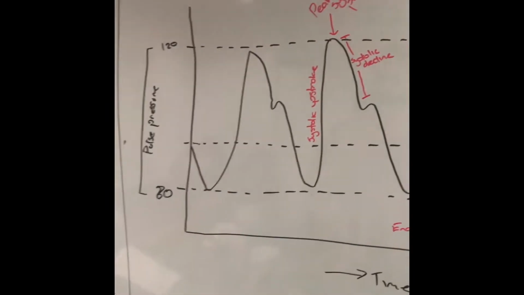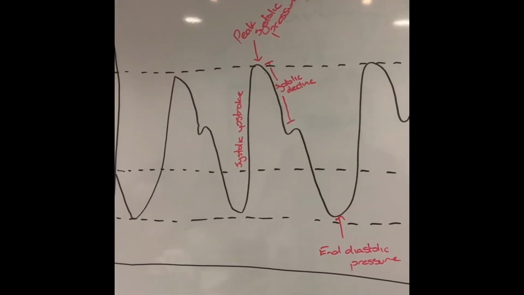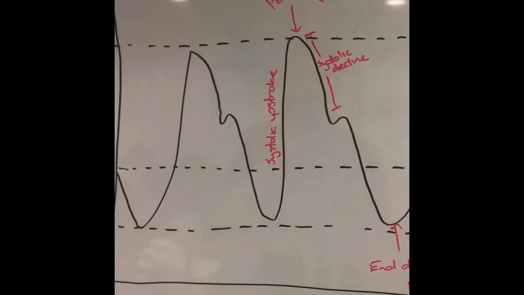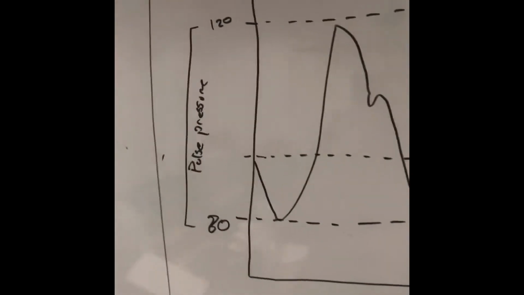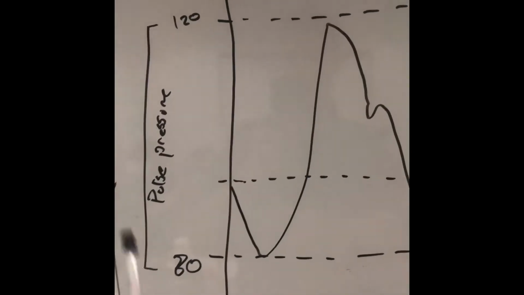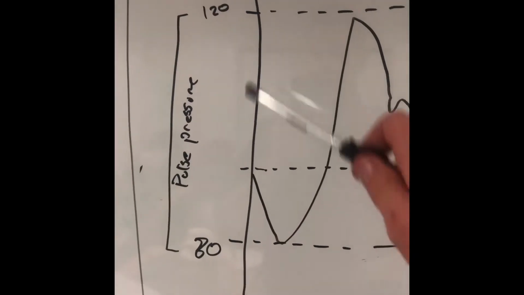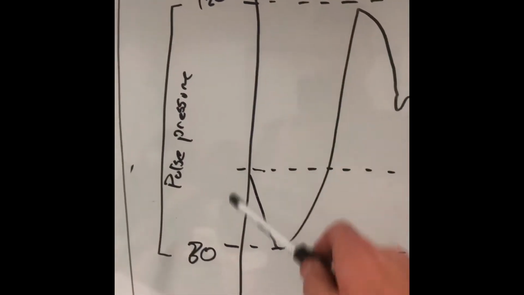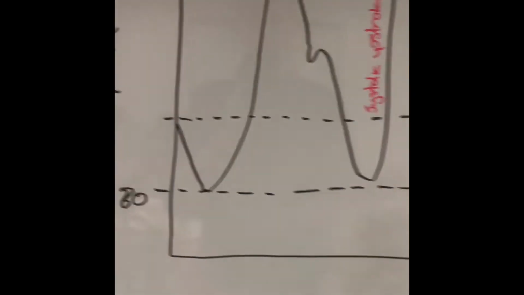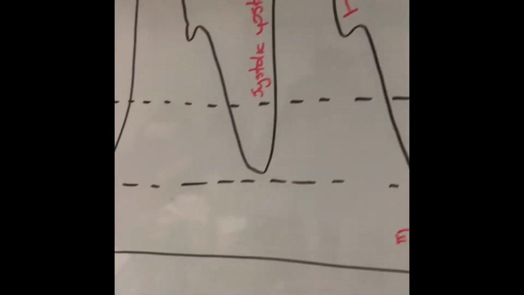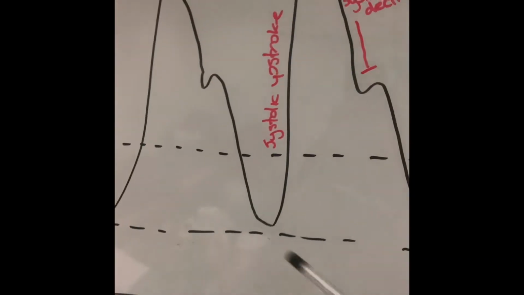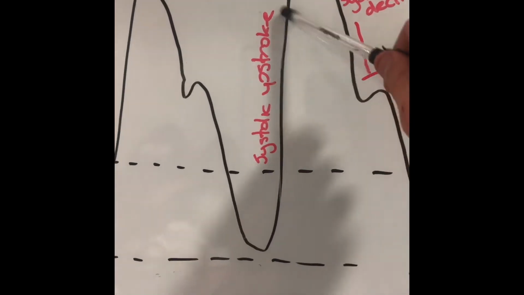Alright, for waveform interpretation, I'll be pointing at a rough rendering with a pen. So here we have the x-axis. The y-axis shows pulse pressure. It'll show the blood pressures. It'll have a line for the mean arterial pressure. So the first part here, we have the systolic upstroke.